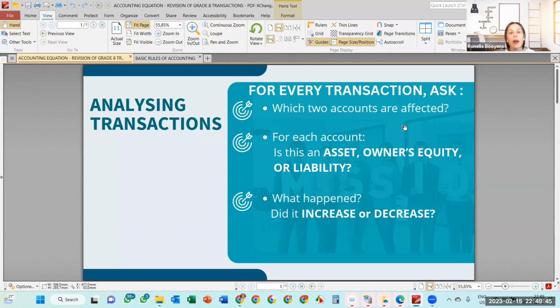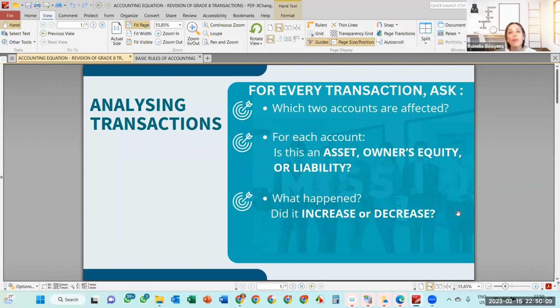Right, so which two accounts are affected? You need to identify that. Secondly, after you've identified the two accounts, you ask yourself, this account, is it an asset, owner's equity, or liability account? And write that down. For the other one, same question, is this one an asset, owner's equity, or liability account? Write that down. Then, and now you know why you need to know that poster.